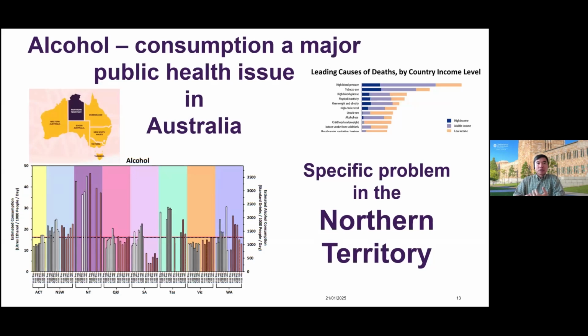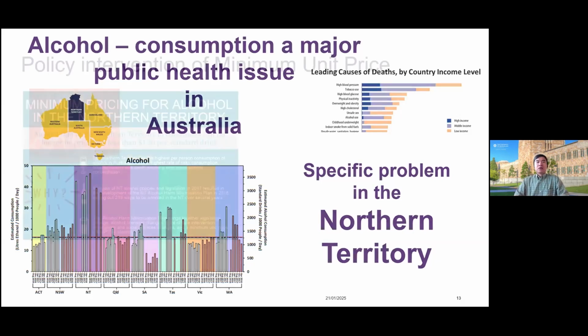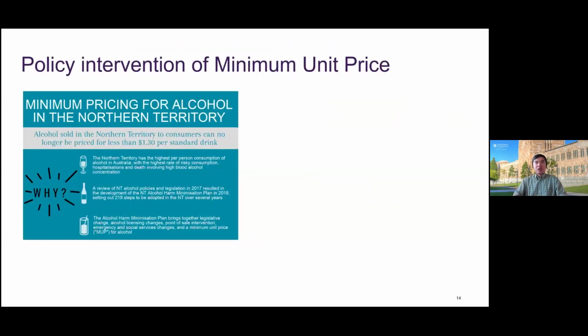So this is an example. We are using wastewater-based epidemiology to evaluate the policy in Australia. We know that in Australia, alcohol use is a big issue, and particularly in the Northern Territory. You can see in the graph, the level of alcohol use in the Northern Territory is almost double the national average. So the government have tried to implement different alcohol controls in the regions to tame down the level of use. One of them is to apply the minimum unit price.